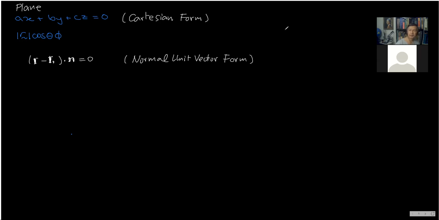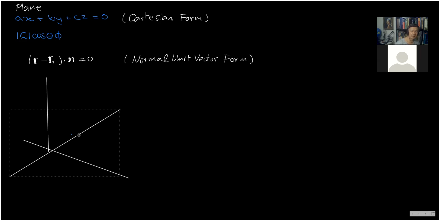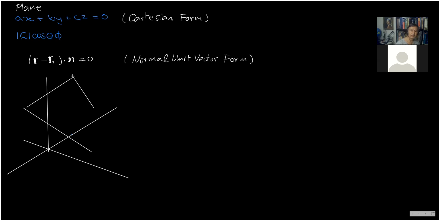So probably we'd better draw the 3D diagram, you see. This is a 3D diagram. This is X, this is Y. So if you have a plane, let's just draw the plane somewhere. If you have a plane like that, okay, this is an arbitrary plane.